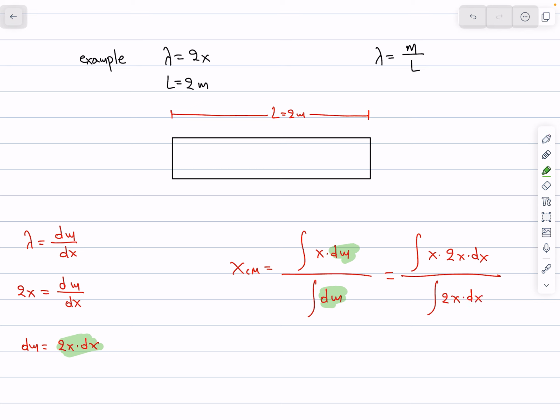So we get an integral for position x, but the position x changes from 0 to the final length of the object. In this case, the length is 2 meters. So our integration happens to be from 0 to 2 for both integrals. So we have the integral from 0 to 2 of 2x and then again multiplied by x, so 2x squared, multiplied by dx, divided by the integral from 0 to 2 of 2x dx.